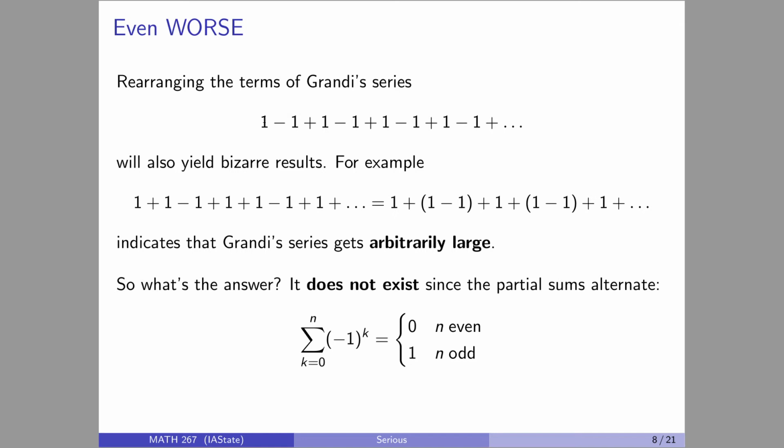Now, if you stop at an even spot, so if you stop at the second one, you'll get 0. If you stop at the fourth spot, you'll get 0. If you stop at the sixth spot, you'll get 0. The partial sums alternate, so the limit doesn't exist.